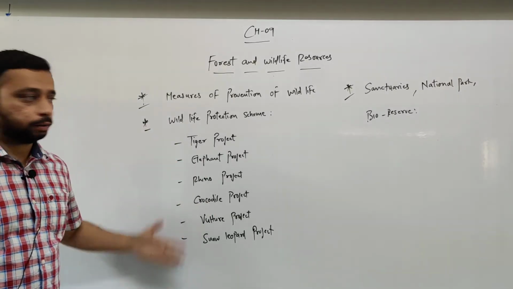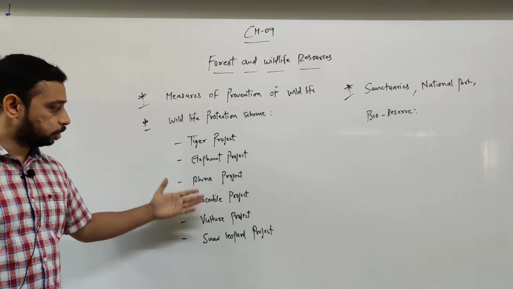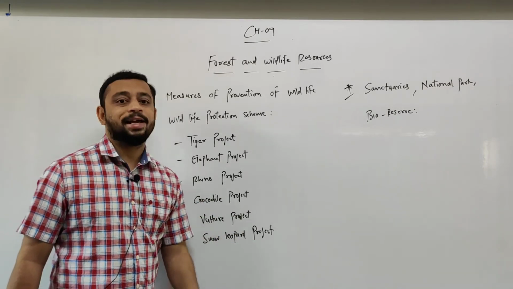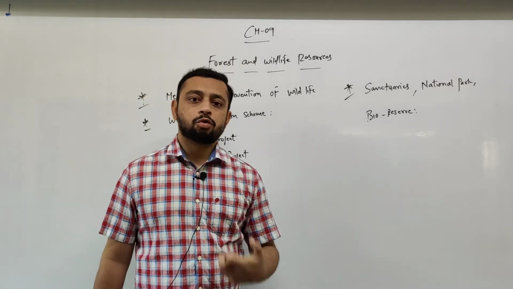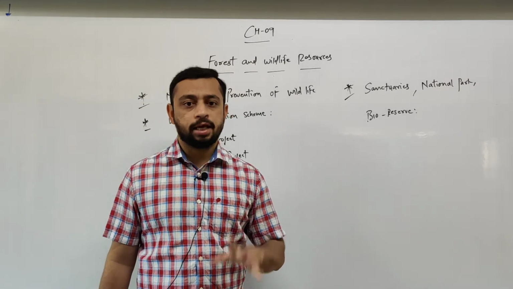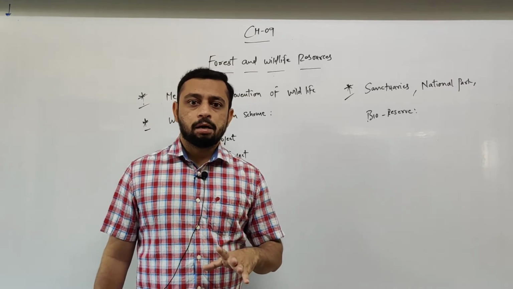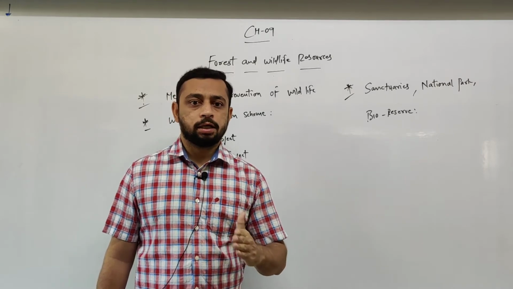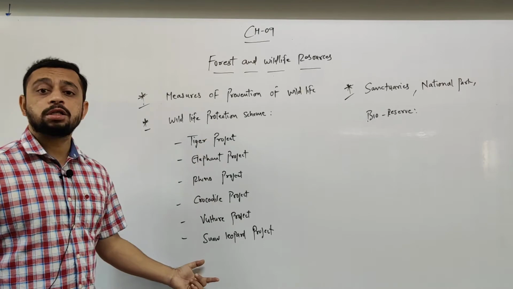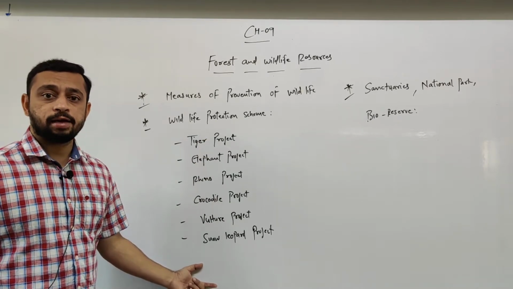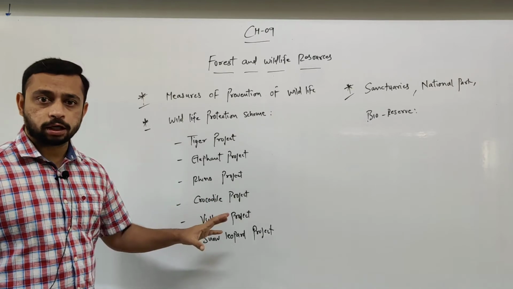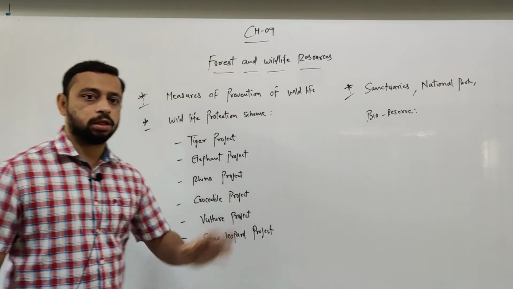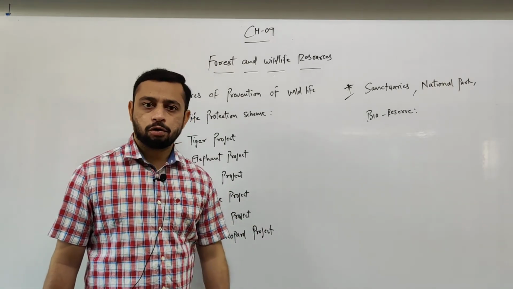So different names have been given: tiger project, elephant project, rhino project, crocodile project, vulture project, snow leopard project, etc. Right? All these schemes or projects have special names of the animals. Special care is to be taken specially for this kind of animals because they are very less in number. So a special project or individual name of the project has been given, that is tiger, elephant, rhino, vulture and the different types of projects. That is what we are going to study next.